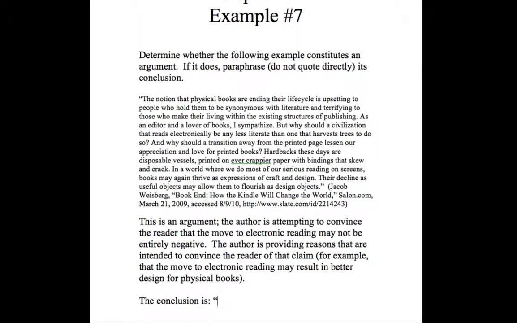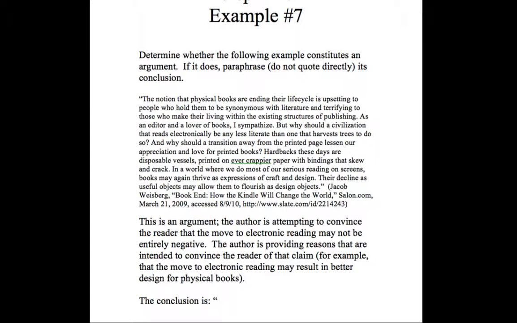Thinking about what the conclusion of this argument is. In my step 1 work, I've already said that the author's attempting to convince the reader that the move to electronic reading may not be entirely negative. Although I think that I want to be a little more specific when I actually isolate the conclusion here, because the author seems to be making 2 separate claims that we can combine into the one conclusion. That digital reading may not result in less literacy, and that digital reading may improve the quality of physical books.